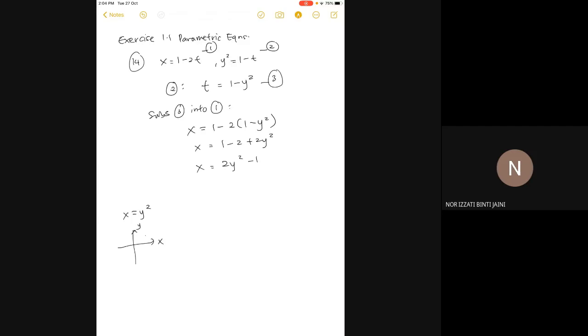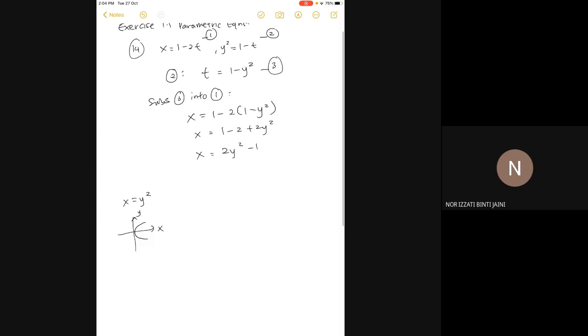A parabola, dia menghala pada x axis, okay, because it's positive. It's different, jangan keliru dengan y equals to x squared. Y equals to x squared is a parabola which facing to y, yang senyum. Tapi kalau dia x yang jadi kuasa 1, y yang kuasa 2, so dia akan mengalir pada x. Jadi itu beza dia. So this one supposed to be yang ini.